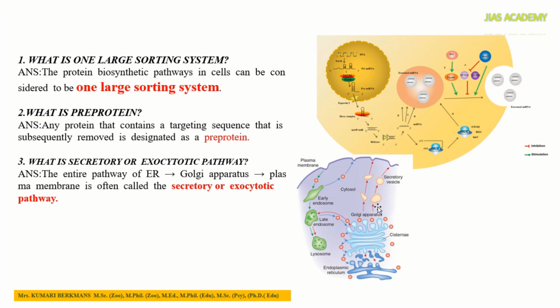Exocytotic in the sense given out from the cytoplasm or cytosol. Exo means out. Cytotic in the sense from the cytoplasm to the plasma membrane. It is called the exocytotic or secretory pathway. It is secreted outside through the Golgi apparatus. The Golgi apparatus is producing the secretory vesicle and it is given out.